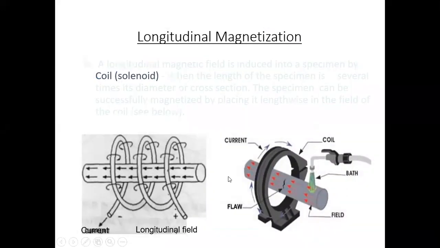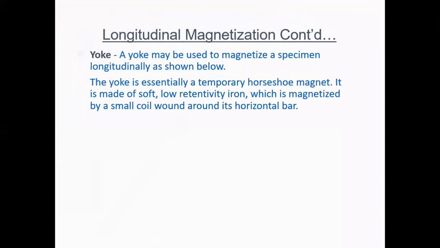Now, see, this is the example of a coil, and this standard coil has 5 turns. In the coil, current is flowing circular and the magnetic field is longitudinal. And see, this defect is perpendicular to this line of force, so we can detect. Now, we can see this bath. Bath means it is a mixture of water plus iron particles, or kerosene plus iron particles, or oil plus iron particles. It depends upon requirement.